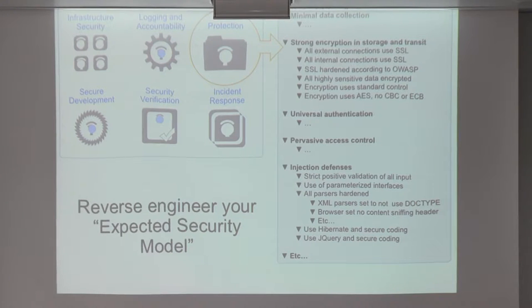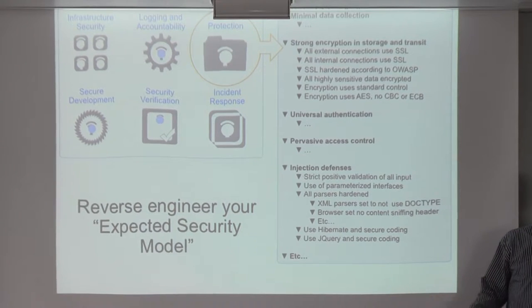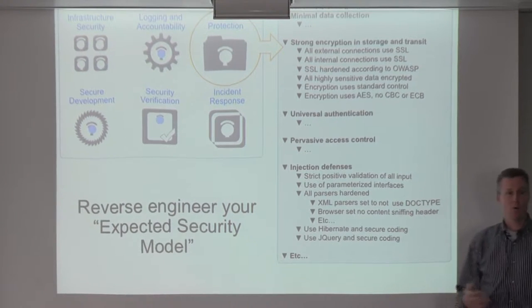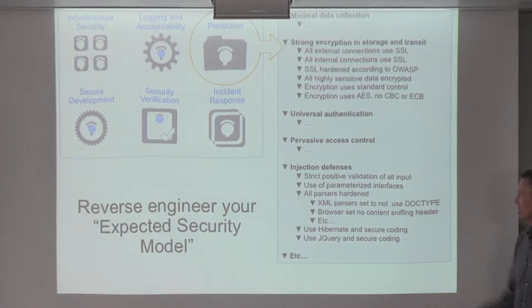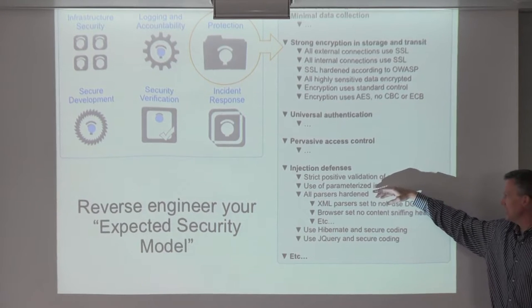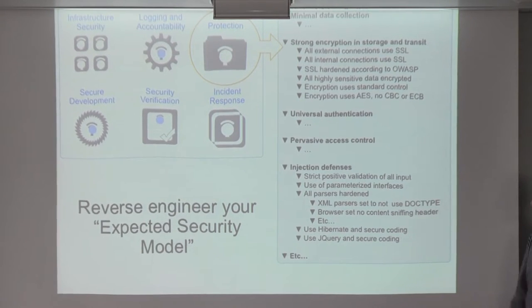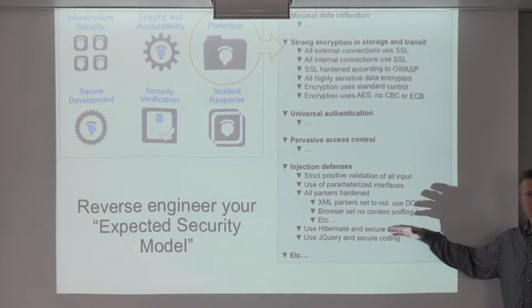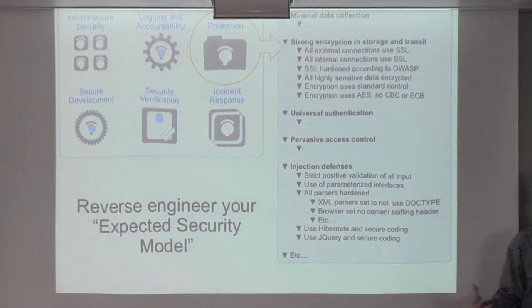So here's a little example of one. You can see, I call these defense strategies. Things like, we're not going to allow injection. You want to say how you're going to do that, right? You have this strategy for not allowing any kind of injection. So you're going to do strict positive validation, use parameterized interfaces, make sure all your parsers are hardened so you don't have things like XXE, use Hibernate, database abstraction layers instead of going directly to SQL. Things like that, you have a strategy.